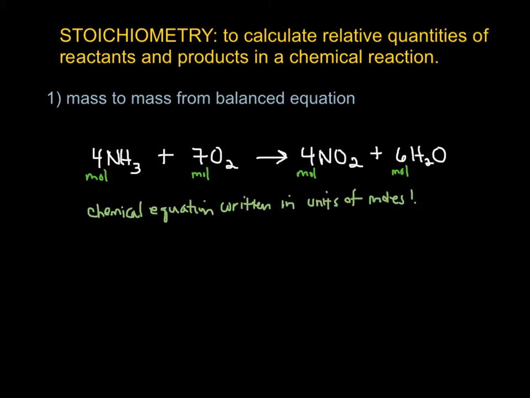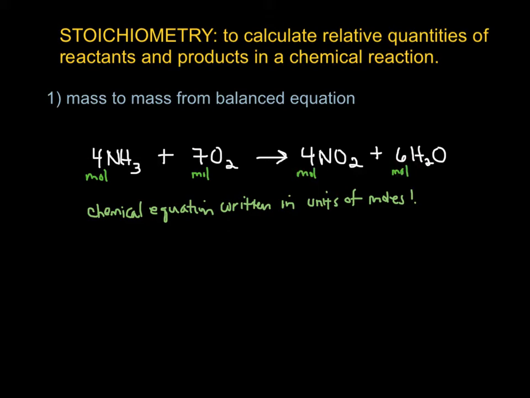If we are asked to, for example, produce a certain number of moles of NO2, and we want to know how much, say, NH3 that would require, we have a 1-to-1 ratio of NO2 and NH3. So we should be able to use that ratio and the amount of moles of NO2 we're trying to produce to figure out how much NH3 we would need in moles, because this is written in mole quantities.